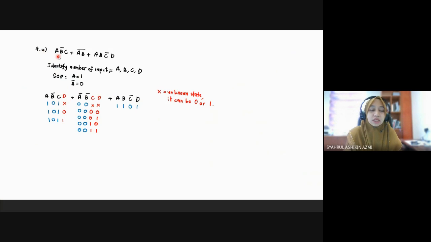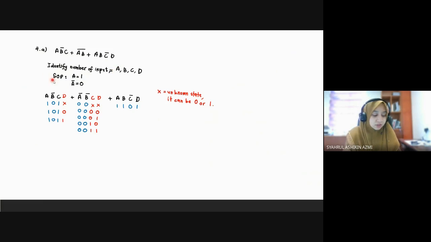Okay, for 4A, we have A, B bar and C plus A bar, B bar plus A, B, C bar and D. So what is the next step? The first step is that we need to identify the number of inputs, which is how many inputs we have in this example. From this question, we have A, B, C and D, so there are 4 inputs. With 4 inputs, if we were to develop the truth table, it is 2 to the power of 4, so you have 16 input combinations.